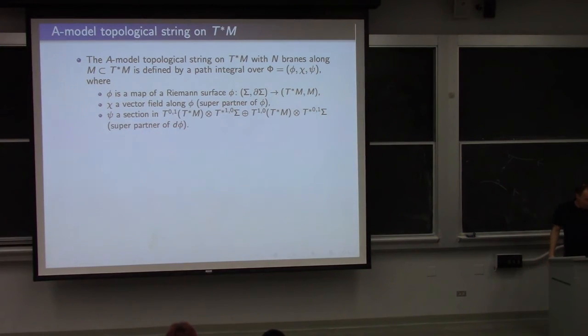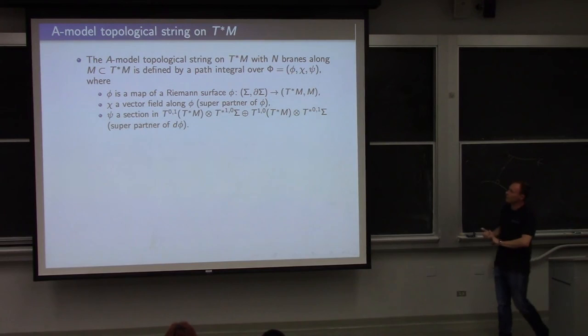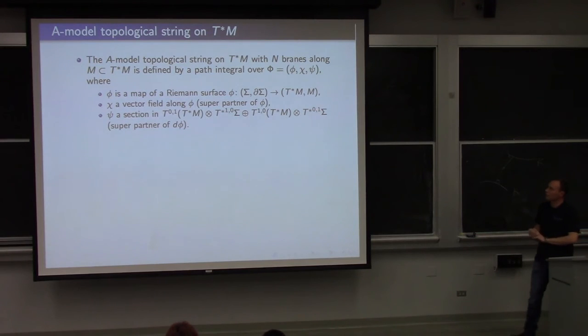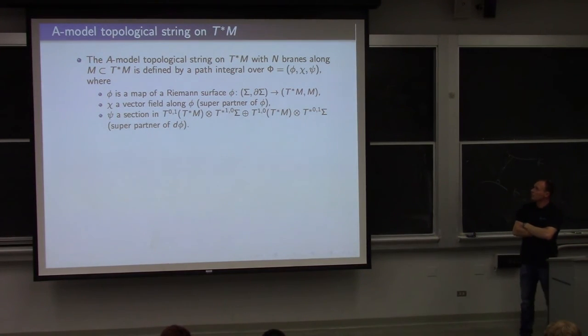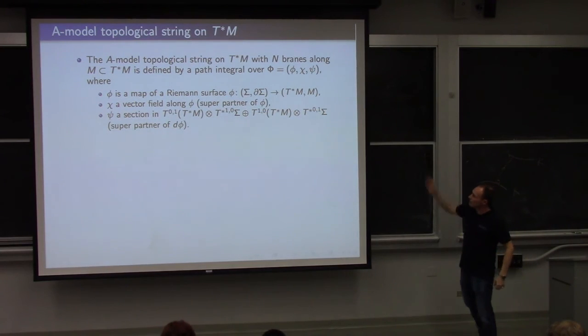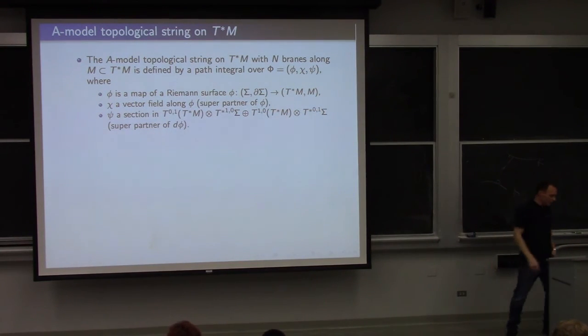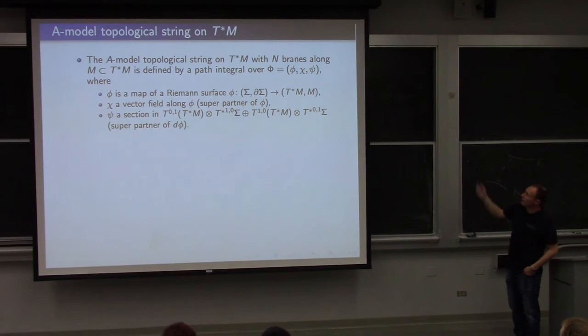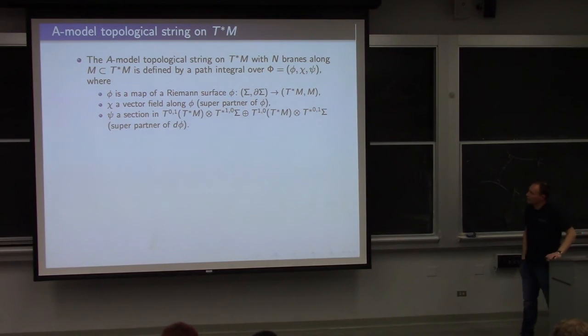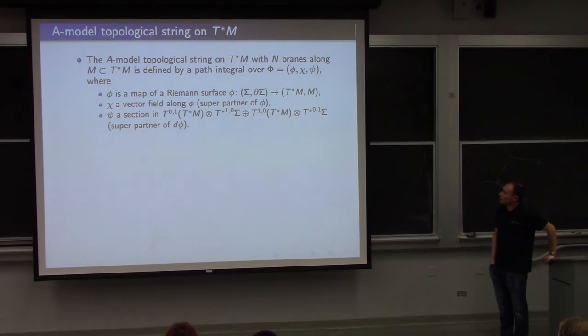Okay, so the other thing that is also due to Witten is that this Chern-Simons theory is intimately related to A-model topological strings on the cotangent bundle of the manifold. I don't want to detail this very much, but it's good to get the feeling that there is an actual theory there. So again, it's a path integral type definition. And now we're integrating over spaces of maps of Riemann surfaces into the cotangent bundle of the manifold, with boundary on the zero section.